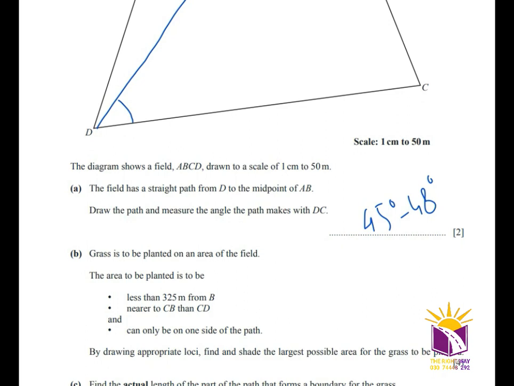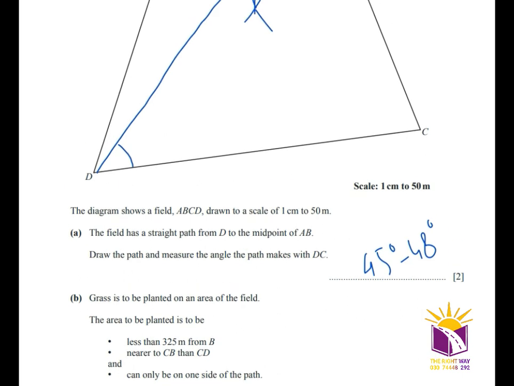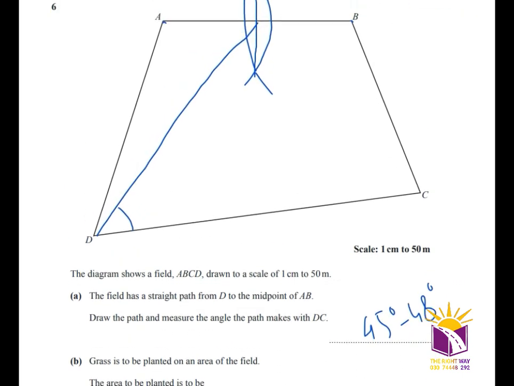Grass is to be planted on the area of the field. The area to be planted is to be less than 325 meters from B. So I am going to convert 325 meters to centimeters, as x, and I know that 50 meters is equal to 1 centimeter. So x will be equal to 325 divided by 50, which will be 6.5 centimeters.